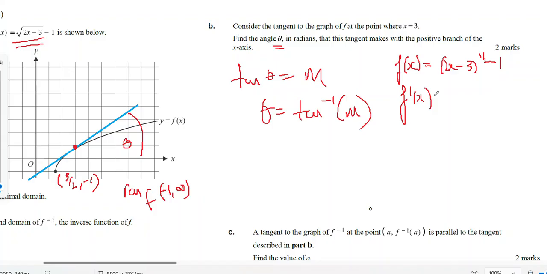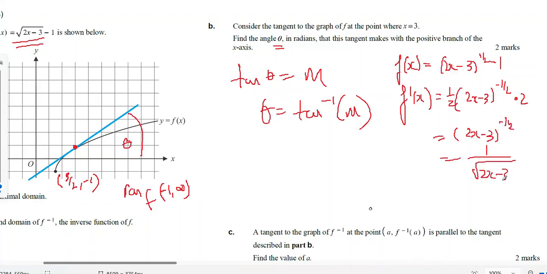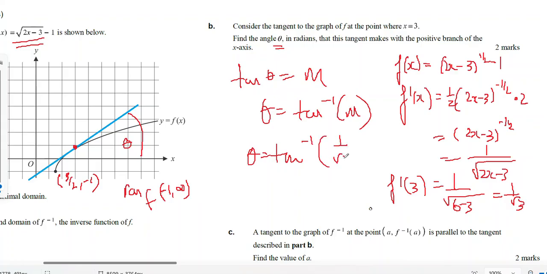f dash of x equals 1/2 (2x minus 3) to the negative 1/2, times the inside, which is 2, which is (2x minus 3) to the negative 1/2, or 1 on the square root of 2x minus 3. And f dash of 3 will be 1 on the square root of 6 minus 3, or 1 on root 3. So the angle will be the inverse tan of 1 on root 3, which is going to be pi on 6.